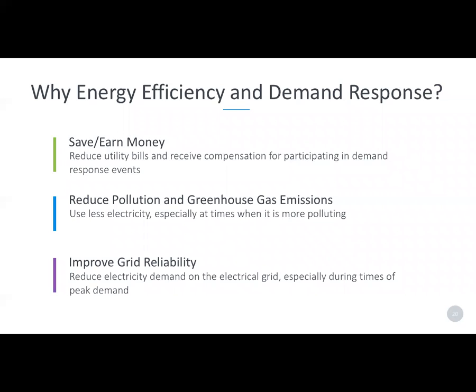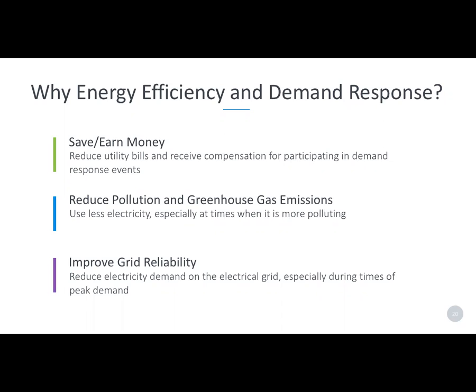Another reason, if your jurisdiction or business has any type of climate or greenhouse gas goals, for implementing energy efficiency or participating in demand response could be to reduce pollution and greenhouse gas emissions. Your organization has less of an environmental footprint when you use less energy, and also when you reduce energy usage at times when you have the most polluting generators.